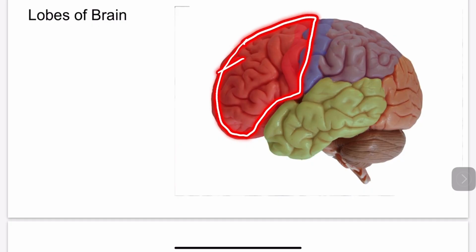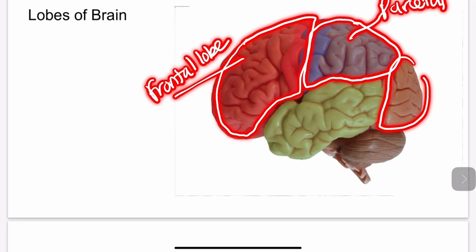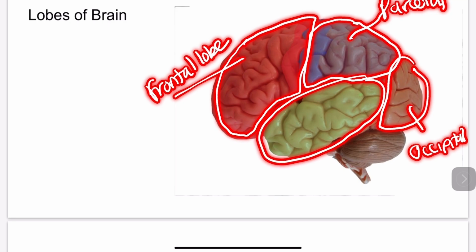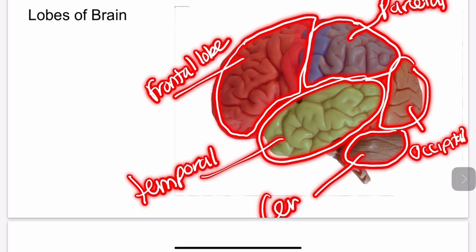So everything right here would be your frontal lobe. Everything right around here in purple would be your parietal. Back here you have your occipital. And then everything over here would be your temporal. And then down here we can also appreciate another structure, which is your cerebellum.